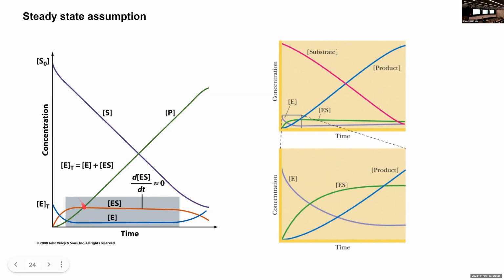And you can zoom in right here at the beginning of the reaction, where everything is behaving more like linear, where the ES complex goes up and also the product goes up. And again, this is the initial state that we're going to consider in most cases. That's it.